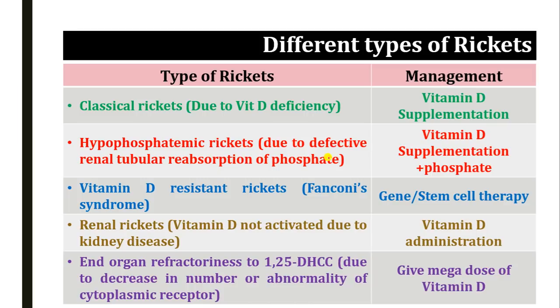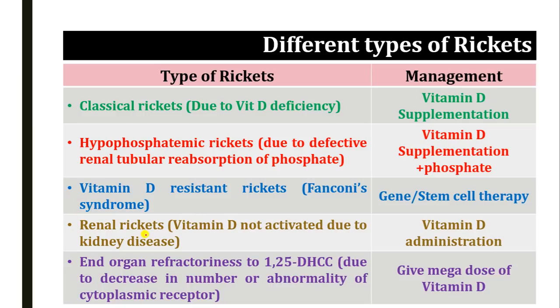So it is mainly due to a defect in the phosphate reabsorption at the kidney level. For the treatment, we can give vitamin D supplementation along with the phosphate. It is very important. Vitamin D resistant rickets is seen in Fanconi's syndrome. For that, gene or stem cell therapies are still undergoing, not confirmed or sure yet.